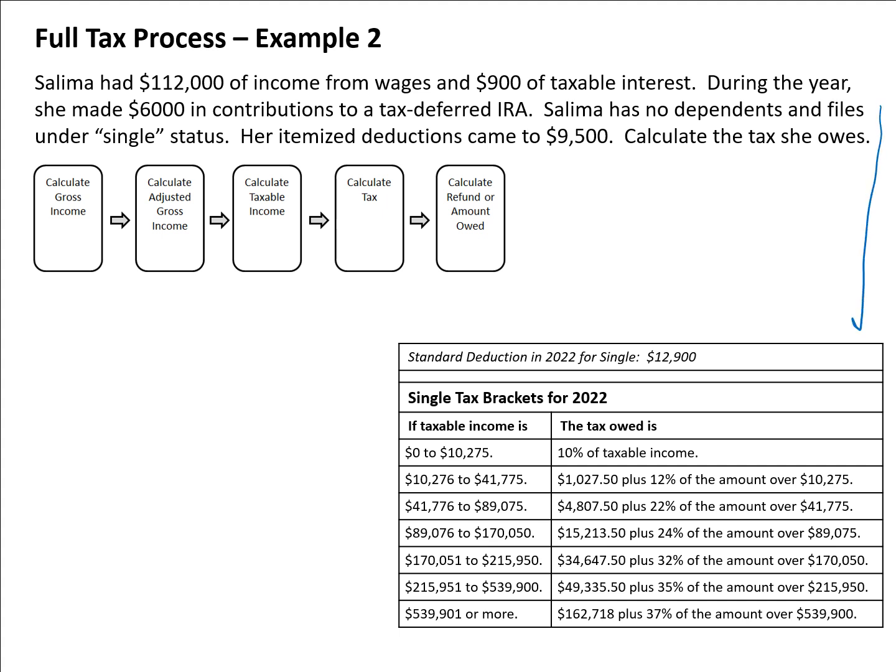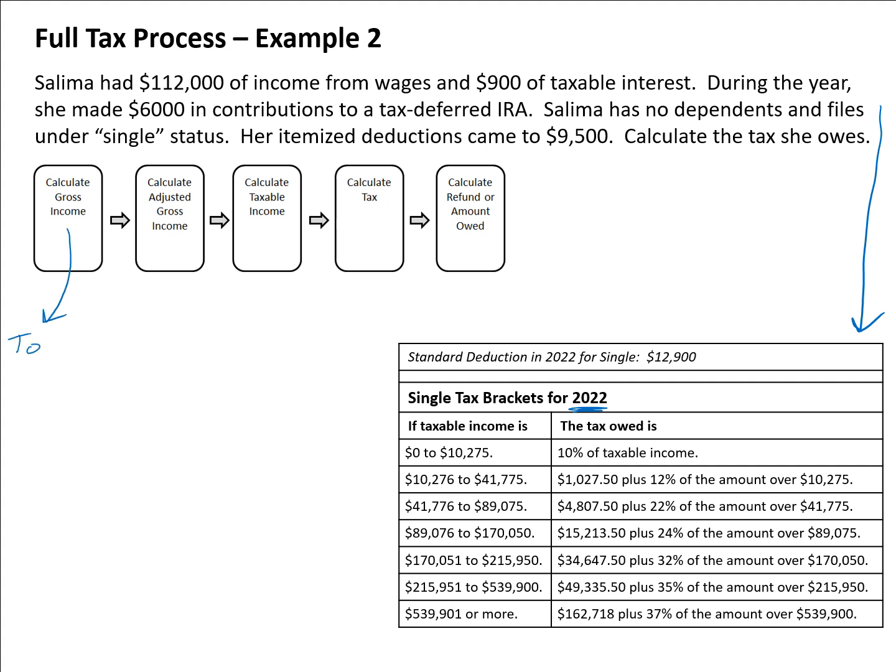So what I have here is a table for the single tax bracket for year 2022. And I also have the standard deduction listed at the top of the table because we may need to use it to compare with for someone filing a single in 2022. Her itemized deductions came to $9,500. Let's go ahead and calculate the tax she owes. And then on the next slide, we'll actually see if she still owes money or if she has earned a refund. All right, so again, the first step is to calculate gross income.